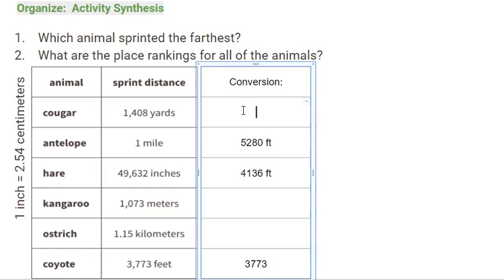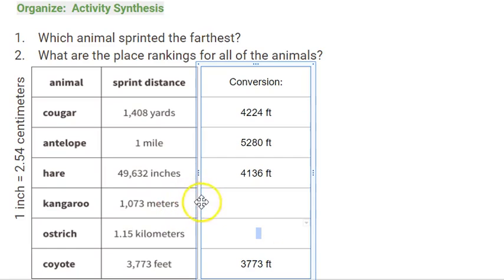And here with the cougar, we have to multiply that by 3. So we should have gotten 4,224 feet. Now, we don't have the conversion directly for those, right? But we do know about the conversions of these into other units, right?